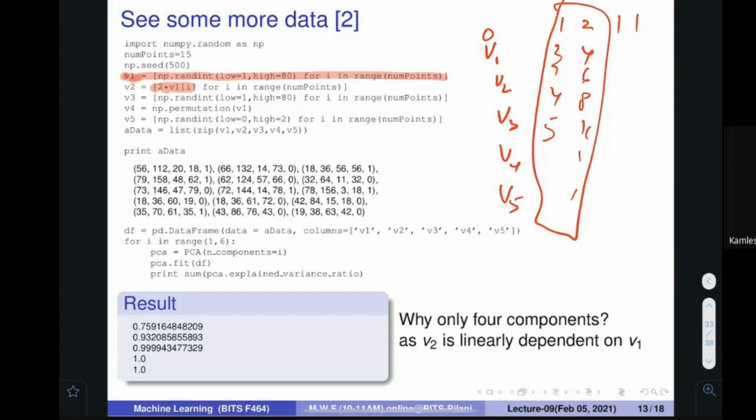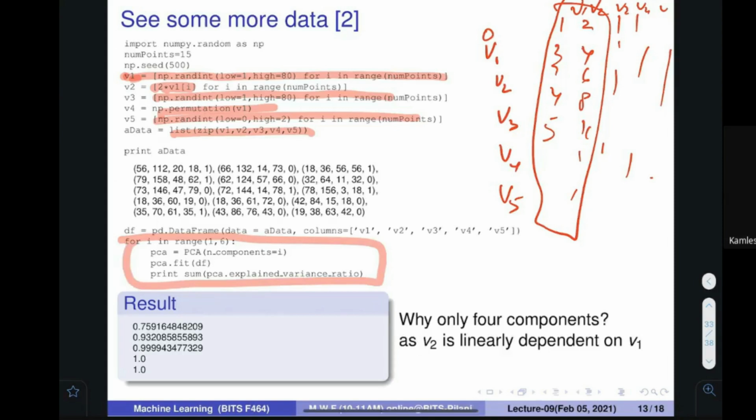And then V3, V4, V5, these things are now random. I have created the data using a command, so all these values are random, and I again apply the same loop on that. What I get is, you see that the first is 75%, second is 93%, third is 99%, and fourth is 100%, and fifth is also 100%. You can see that PCA has found out that even if you use 4 components, you would be able to capture 100% of the data. The fifth component is useless.